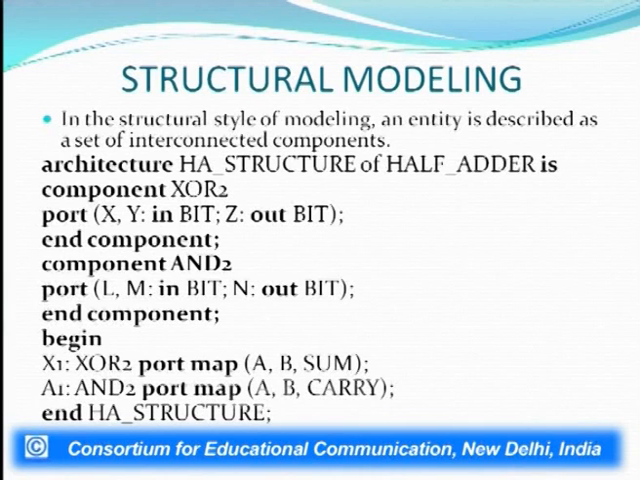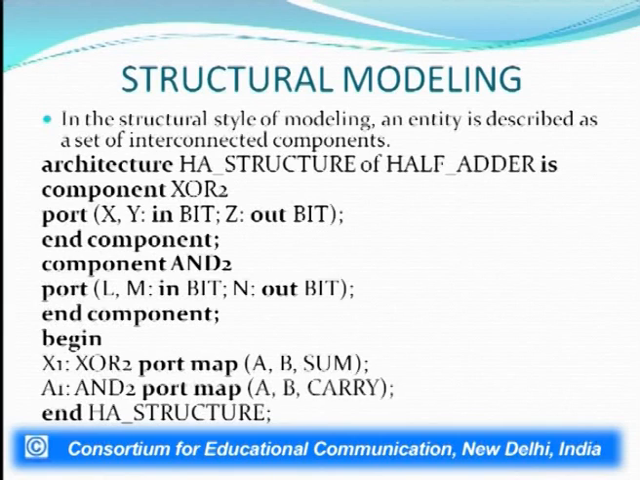Then I actually begin writing the code for my particular circuit, which is my half adder. So, I say begin. Now, this next statement indicates x1 colon XOR2. Now, x1 is an instance of XOR2 component that has been declared in my architecture earlier. By this x1, I am going to actually pass on the actual signals that are to be applied to this particular XOR gate.